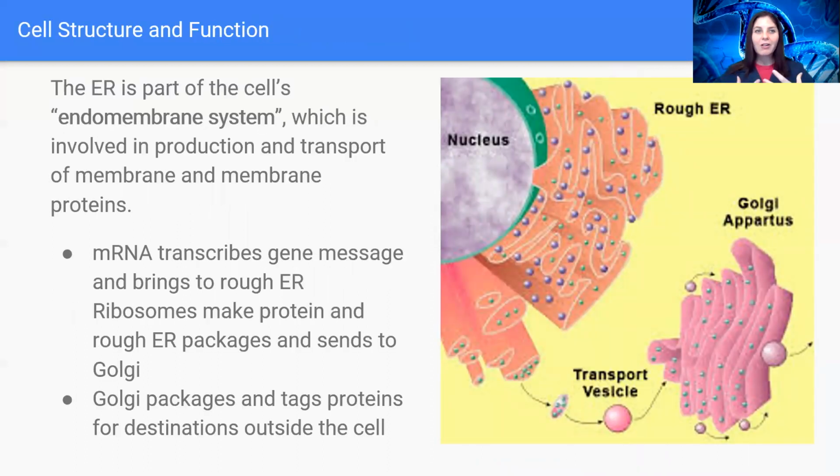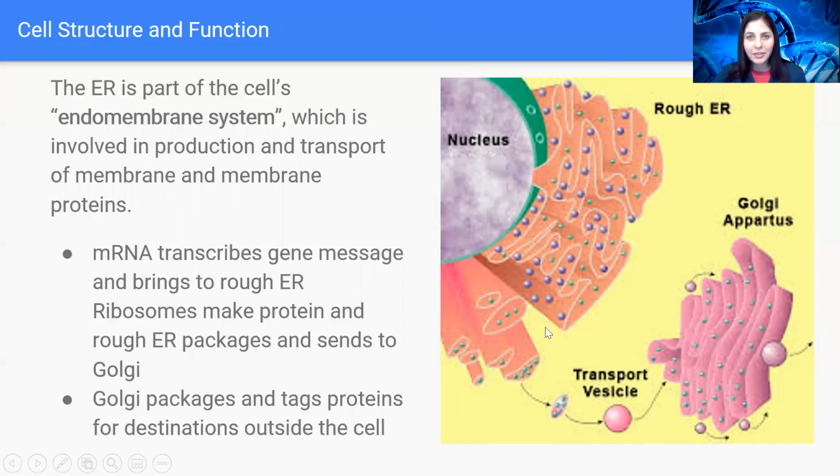So kind of putting all of this together, the endoplasmic reticulum is part of the cell's endomembrane system as well. So it's involved in the production and transport of membrane and membrane-bound proteins. As we discussed earlier, we talked about ribosomes making proteins, and we also talked about the fact that the endoplasmic reticulum, when it has ribosomes on it, is called rough ER. Now, when proteins are synthesized on ribosomes on the rough ER, those are actually being manufactured to leave the cell and embed themselves in that plasma membrane to function for cell signaling purposes.